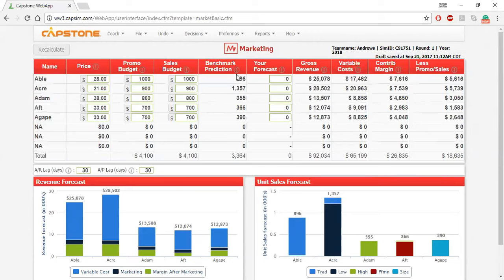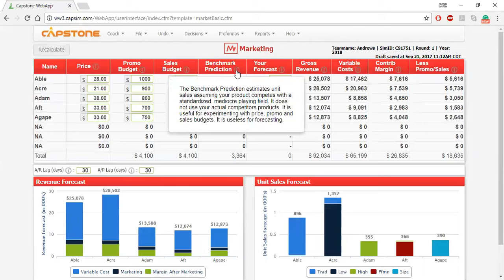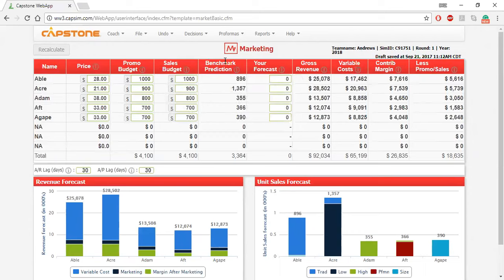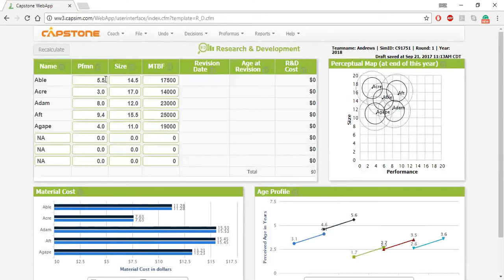As I talked about previously, the benchmark prediction is not particularly accurate because it assumes standard mediocre competitors with mediocre sensors. However, it is valuable for experimentation. In this case, we're experimenting with changing the age of the sensor. So we're only changing that factor, and we're going to determine what it does to our estimated sales. So remember, we're currently estimated, based on the benchmark prediction, to sell 896,000 units of ABLE.